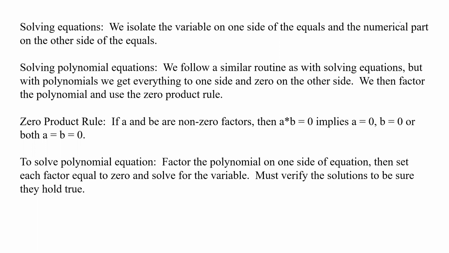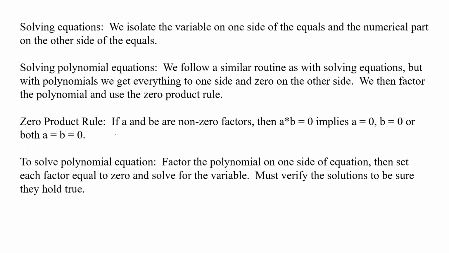So when we solve polynomial equations, we're going to do the same thing. We're going to first get the polynomial all to one side and 0 on the other side. So we want to get everything in the polynomial on one side and 0. Then we're going to factor that polynomial. And then with those factors, we're going to use the zero product rule to actually solve it. And so what is the zero product rule?